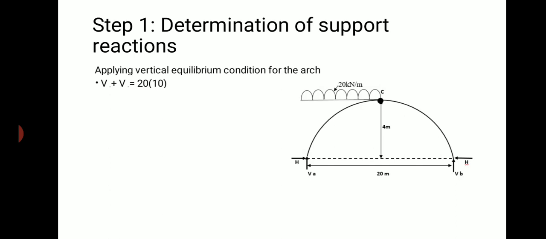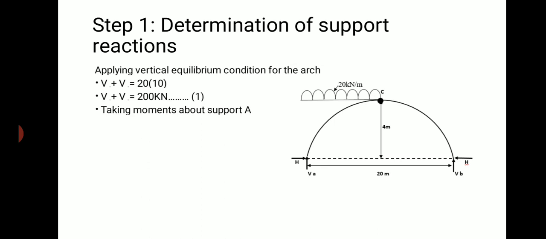So 20 into 10, therefore VA plus VB is equal to 200 kilonewton. Since 20 into 10 is acting in the downward direction, I have equated the upward forces to the downward force.